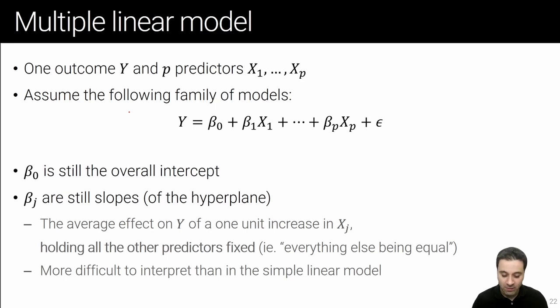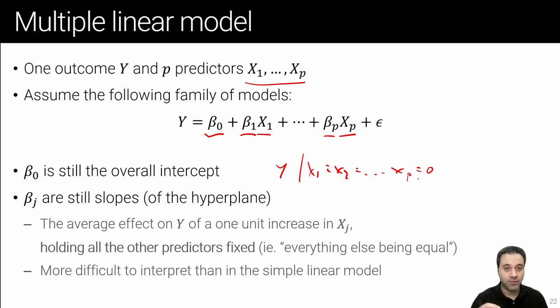In particular, let's say we have p predictors from x1 to xp. Now, what does the model look like? Again, we have beta 0, which is the intercept. And now we have one coefficient per independent variable. So for x1, we have beta 1. For x2, we have beta 2. And all the way up to beta p for xp. And so beta 0 is still the overall intercept. So what is the value of y when x1 equals x2 equals everything, xp equals 0? So when everything else equals 0, what's the value of the response?